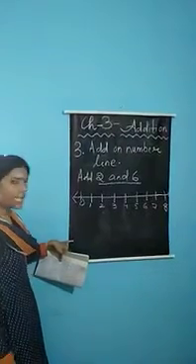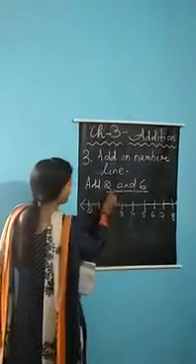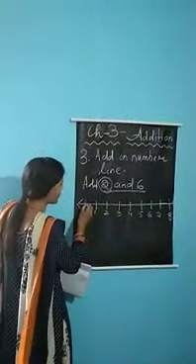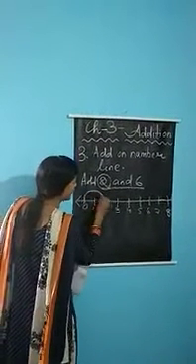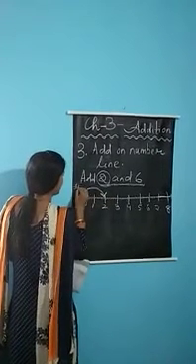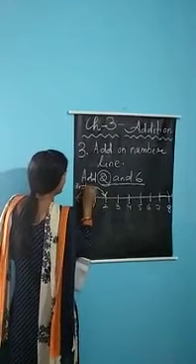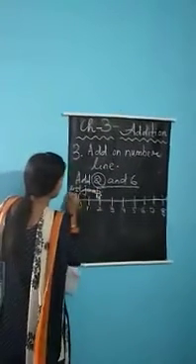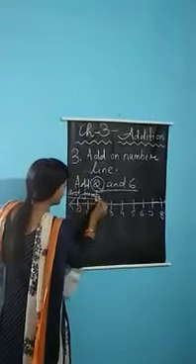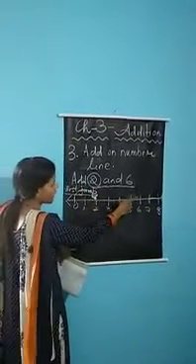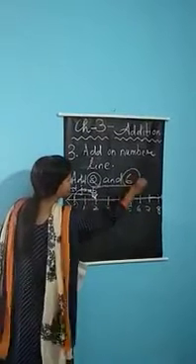In the first case, your first number is 2. So from 0, we'll directly jump to 2. This is your first jump. And from 2, we have to move forward. How many steps? 6 steps.